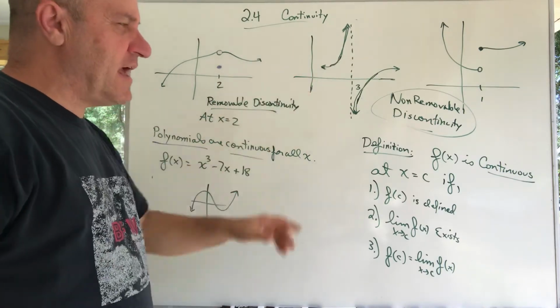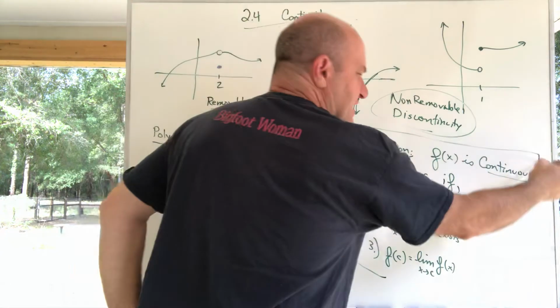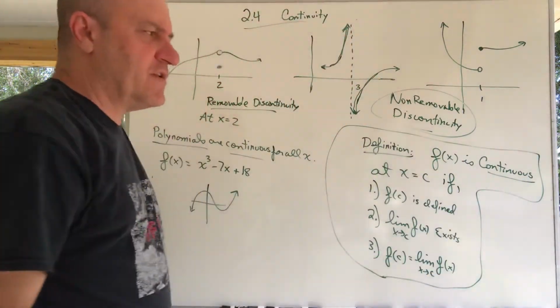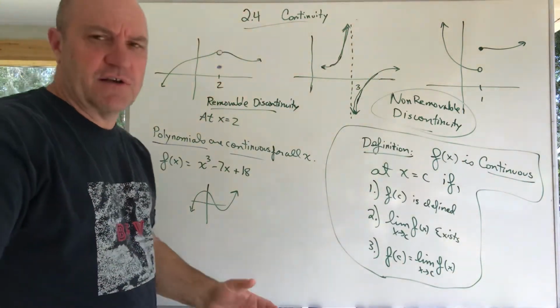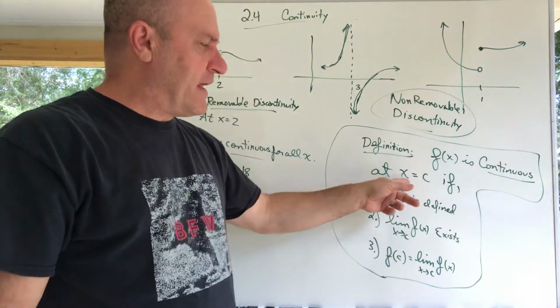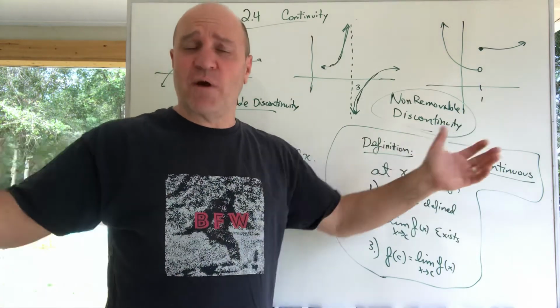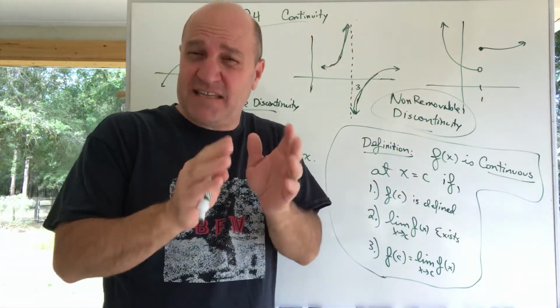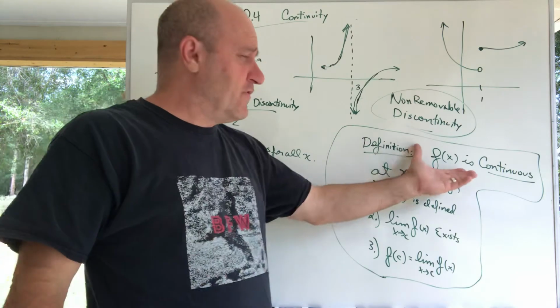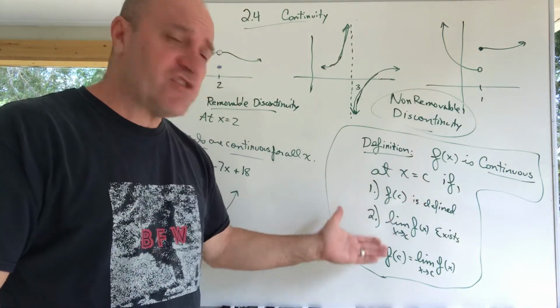New words, new language here. Now listen, the official definition of continuity is this, and we'll work with this in some problems. So here's the deal. A function f of x is continuous at a point x equals c. So it's not talking about a function being continuous everywhere. It's at a certain point.